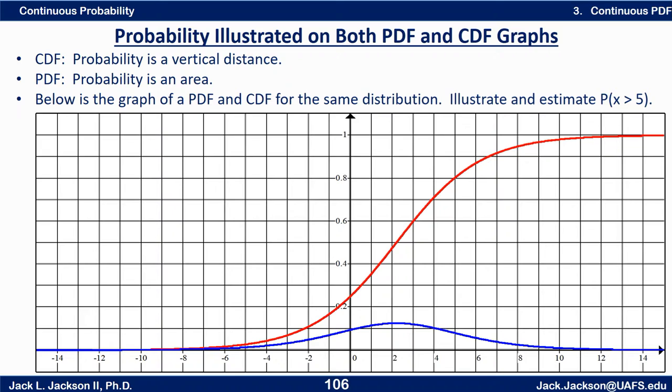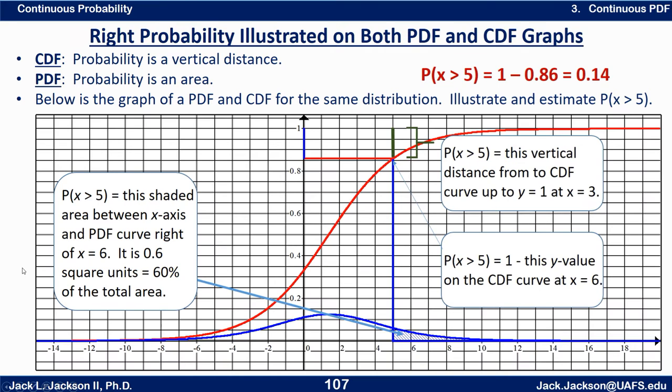This time, illustrate and estimate the probability that x is greater than 5. Again, go ahead and do this on your own and come back. Press pause now. Okay, so we find 5 on the x-axis, and we want the probability to the right of that. We can see it's to the right of that, maybe even better on the PDF than we can on the CDF, and that is this area to the right of 5. So the right and left thing maybe is a little bit easier to see on the PDF graph.